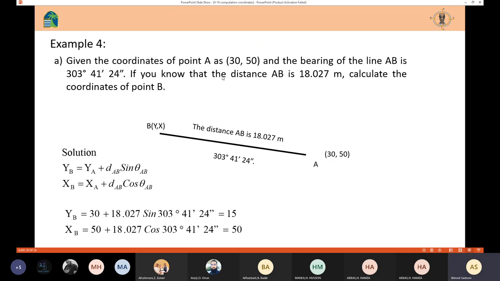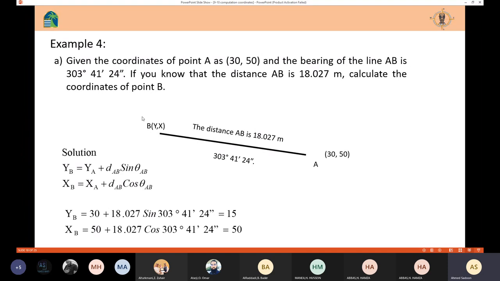The coordinate of the point A is given for us, 30 and 50. And the azimuth of the line, not the bearing, the azimuth of the line AB, is also given. The example says, if you know that the distance AB is 18.027, the distance is given for you, determine the coordinate of the point B. We need to determine the coordinate of the point B.